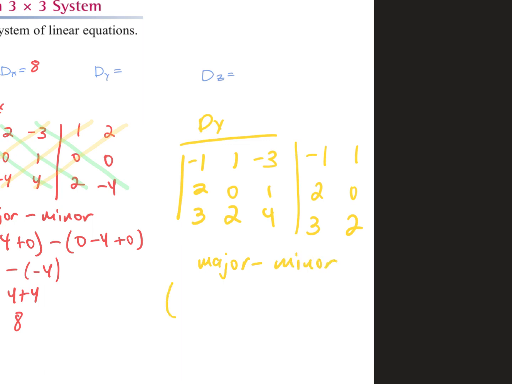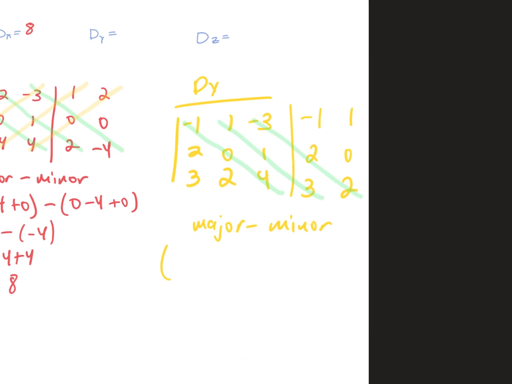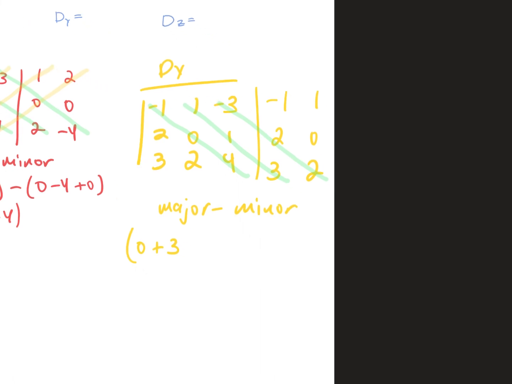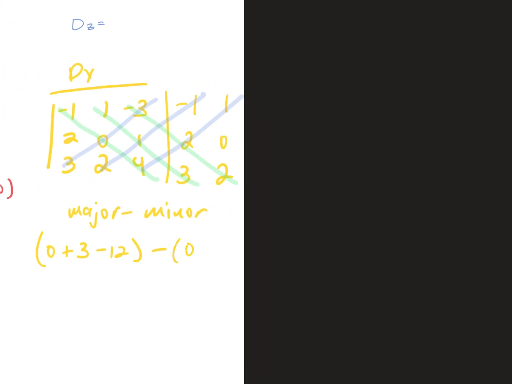So let's identify here, here, and here. What's negative 1 times 0 times 4? 0, good. What's 1 times 3? Good. Negative 3 times 2? Negative 6 times 2? Negative 12, thank you. And now I have boom, boom, boom. 3 times 0 times negative 3? 0. 2 times 1 times negative 2? Negative 2. 4 times 2 times 1? There you go.